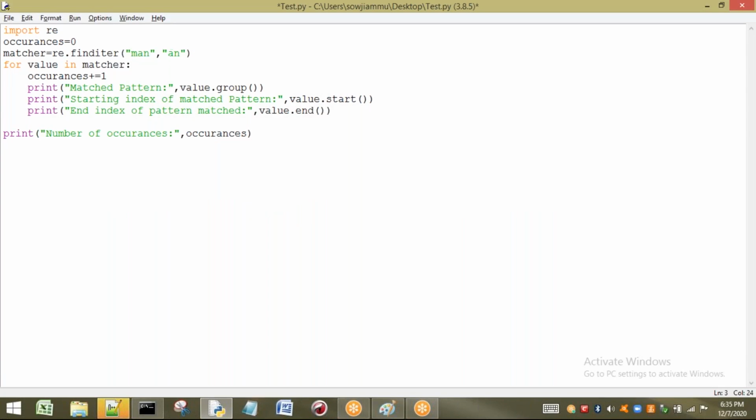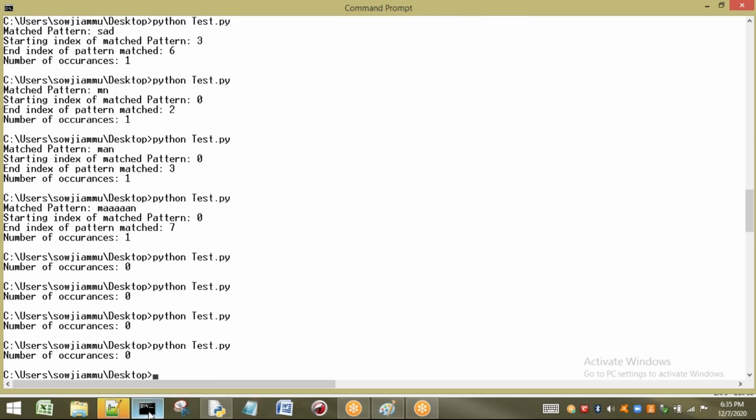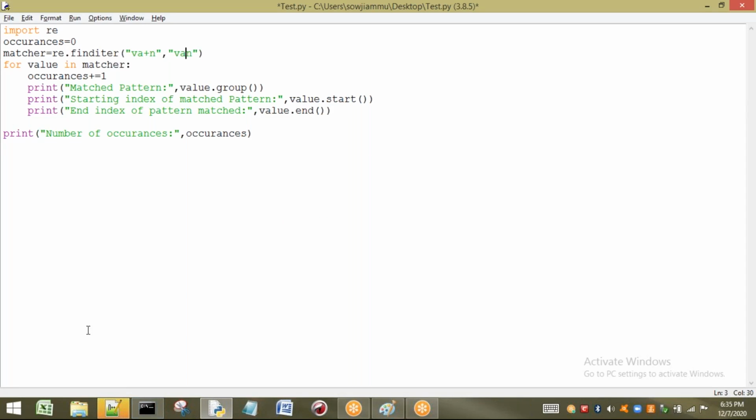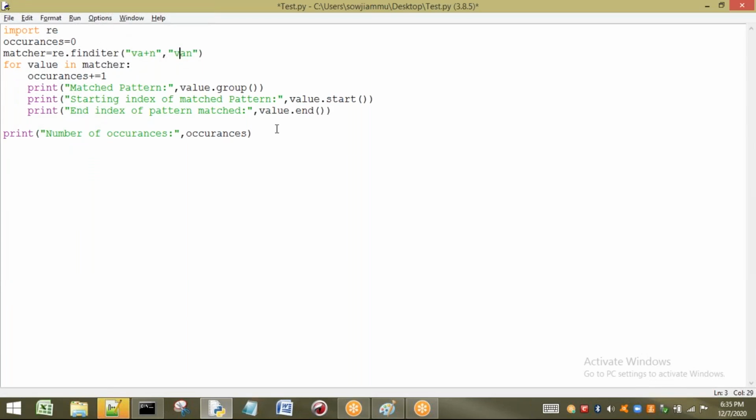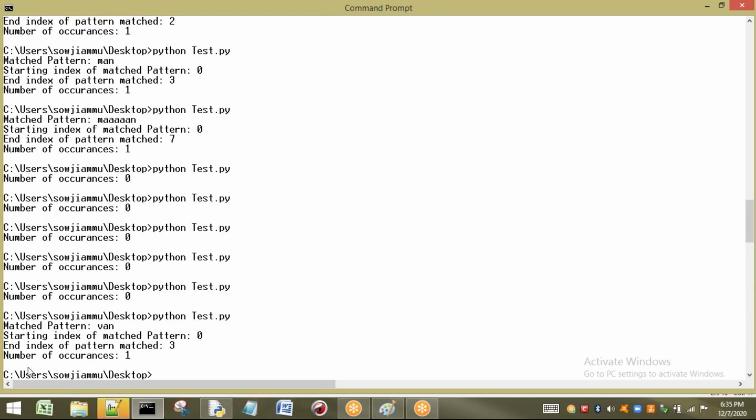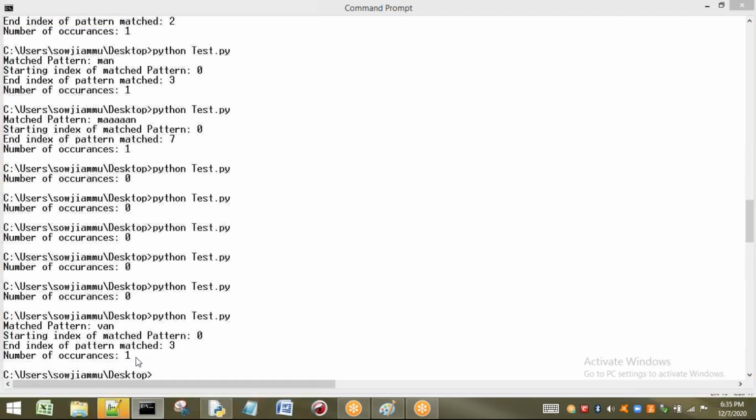As it is the same example, I will just change the symbol to plus here. First I will take VN. At least one A should be there, but here there is no A. So we are going to get 0 occurrences. Next I will take VAN. V should be there, N should be there, and A can be one or more. So A is one, an exact match. One minute, I will save this and execute. See, now one match, one occurrence is there.